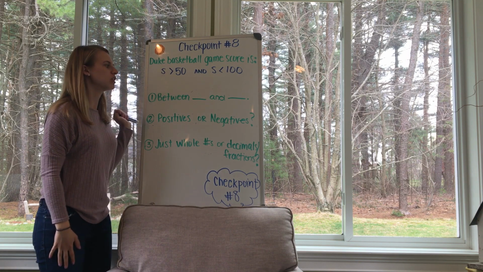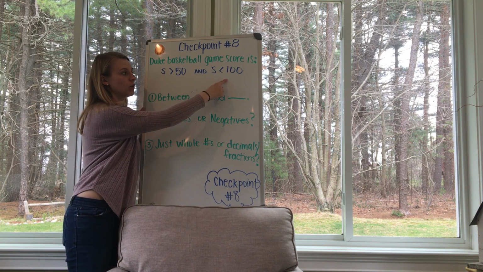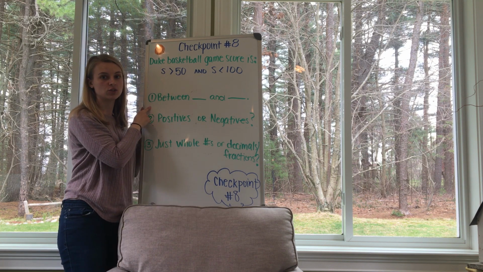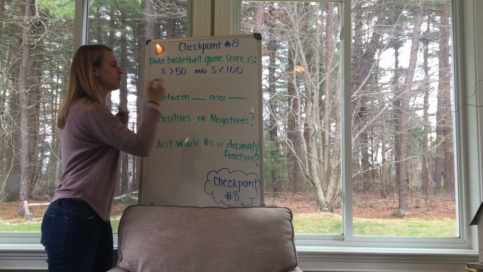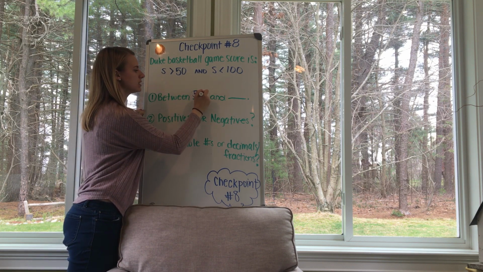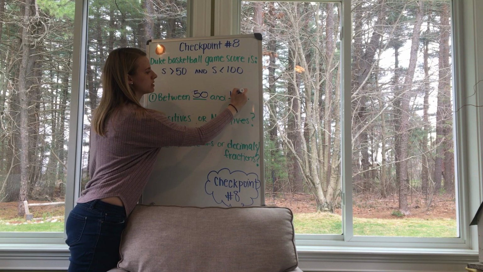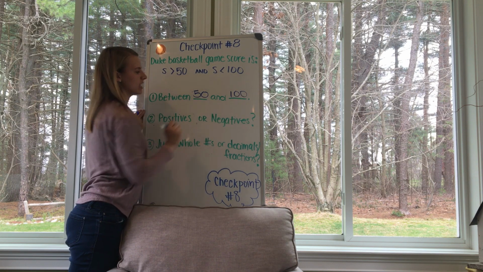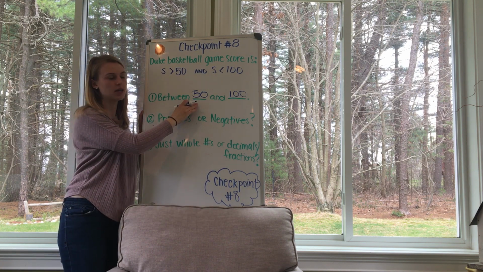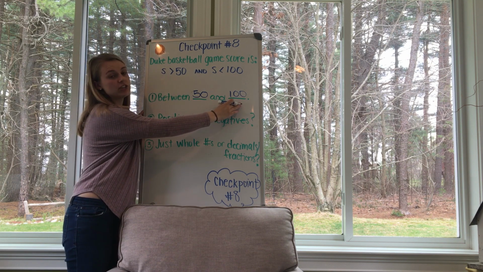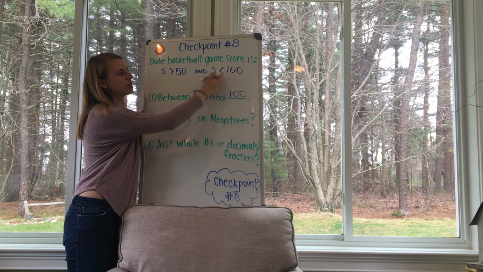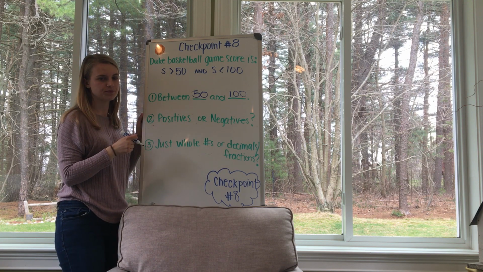The first thing we need to look at when we are faced with two inequalities is our range. What is the range of the score? It is going to be between 50 points and 100 points. This is our range. 50 is our minimum because we know that the score needs to be greater than 50. And then 100 is our maximum because we know our score needs to be less than 100.